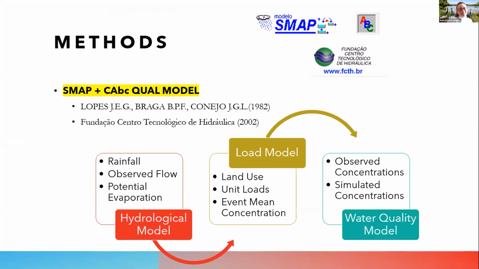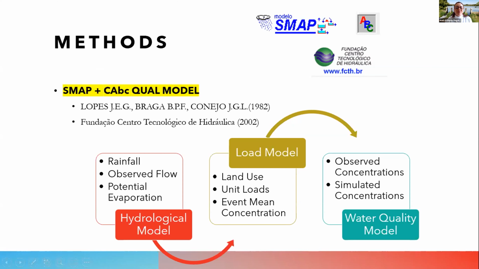So let's talk about the model we used. We used a combination, a merge. We merged the 2 already known models, the SMAP and the CABC model. The SMAP model was developed in 1982 by Lopes, Braga, and Conejo. And the CABC model was developed in 2002 by the Hydraulic Technological Center. And we did a coupling of these three models: the hydrological, the load, and the water quality model.